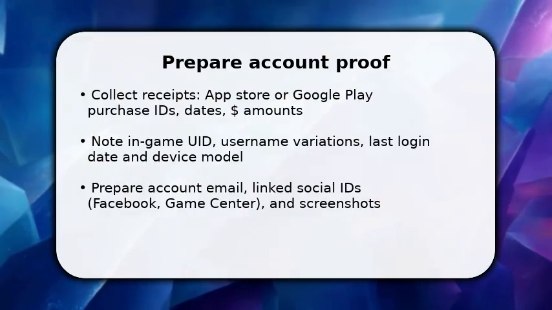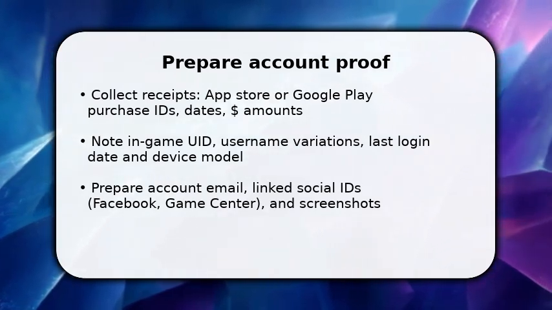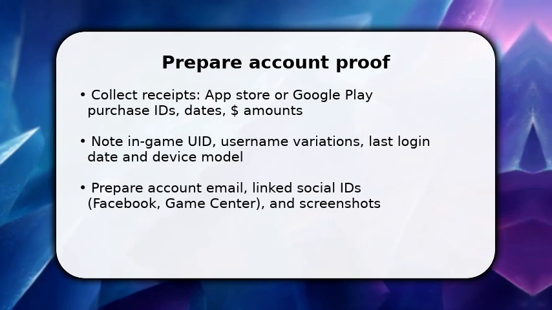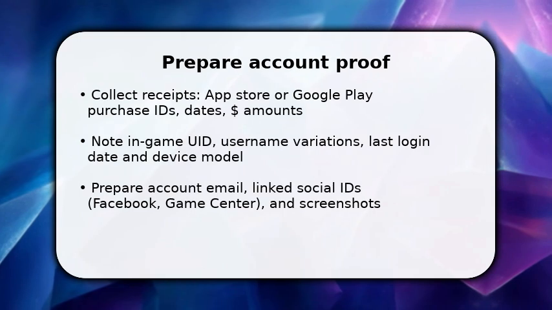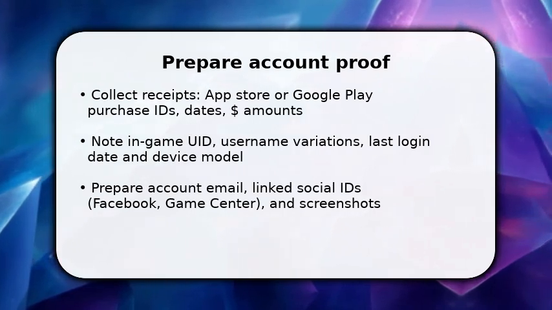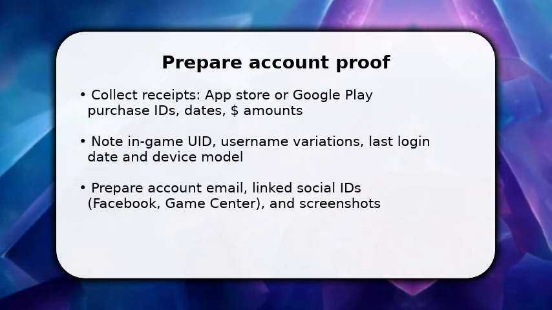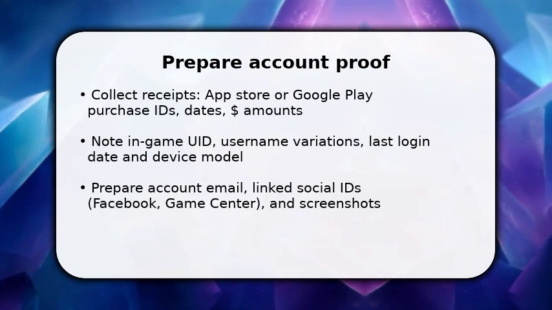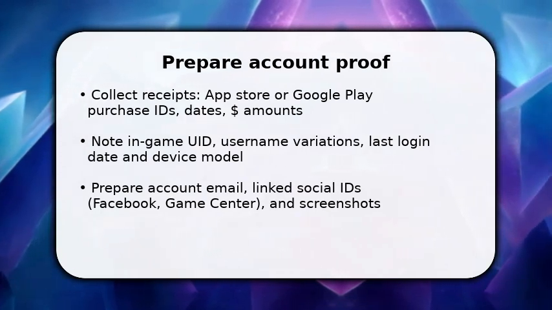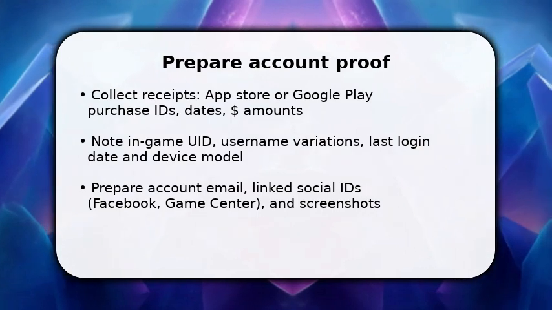You start by gathering proof so support can verify ownership fast. Collect purchase receipts from the App Store or Google Play, note dollar amounts and exact dates. Record your in-game UID, all username variants, the last login date, and the device model you used. Also find linked social ID like Facebook or Game Center and take screenshots of account screens. Once done, keep everything in one folder or email draft to paste into the support form quickly.